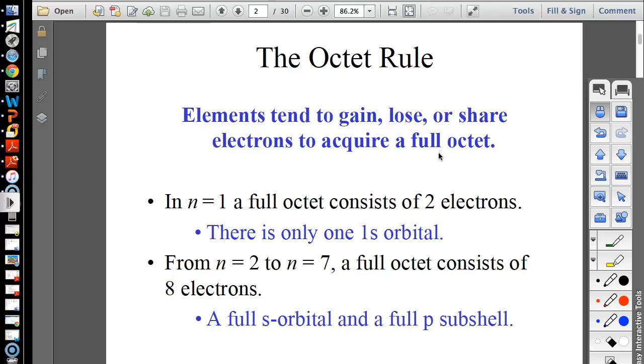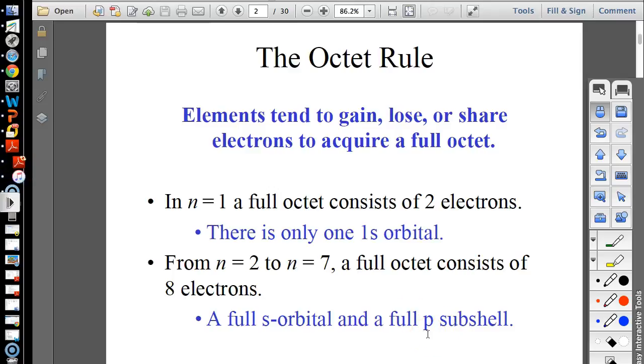Now, if I'm talking about the first energy level, which is n equals 1, this is the first period in the periodic table. So the full shell is 2 electrons, because helium has 2 electrons. And then all the other energy levels, the second period to the 7th period in the periodic table, all need 8 electrons to have a full octet. That means I want a full s orbital and a full p orbital, a full p subshell. Excuse me.